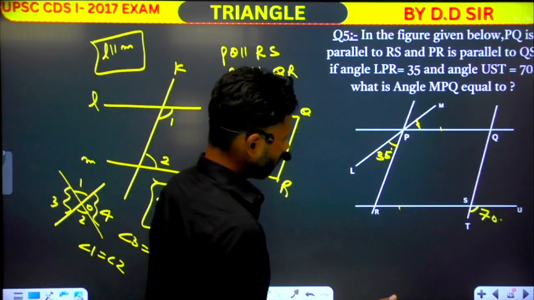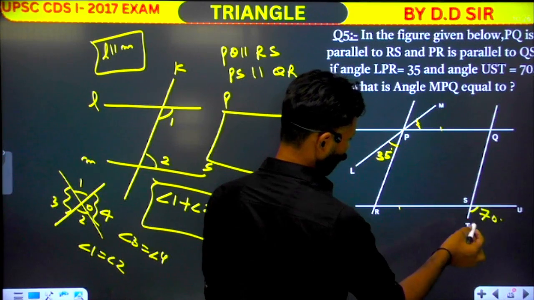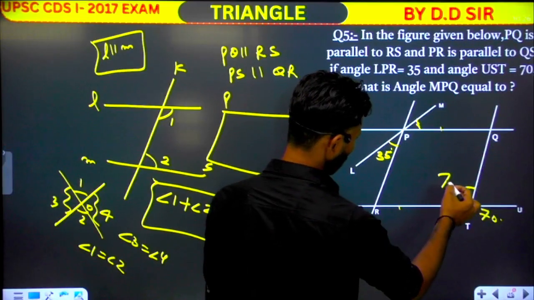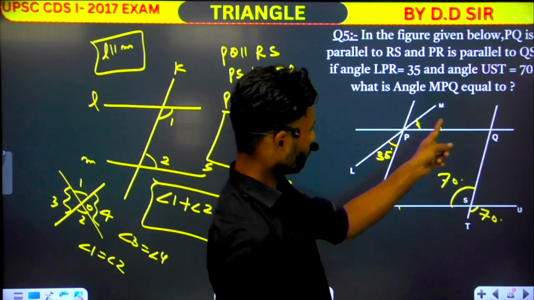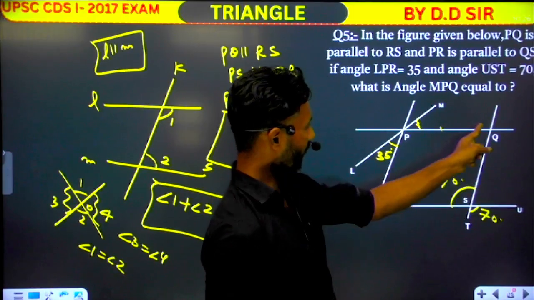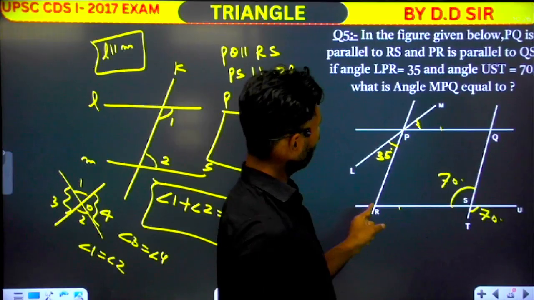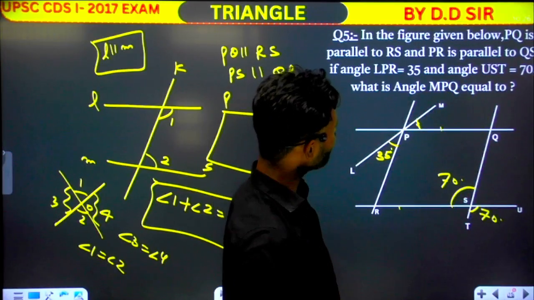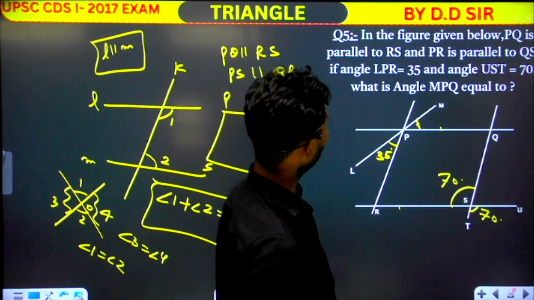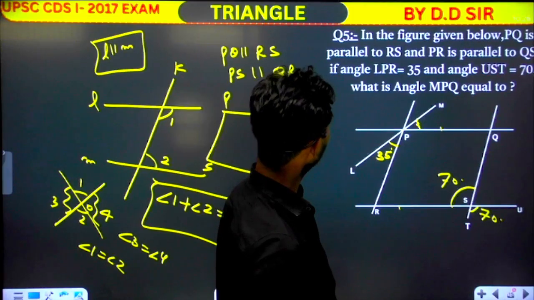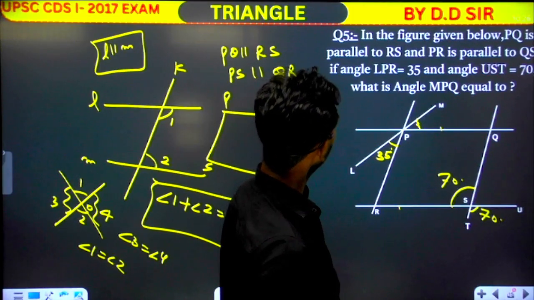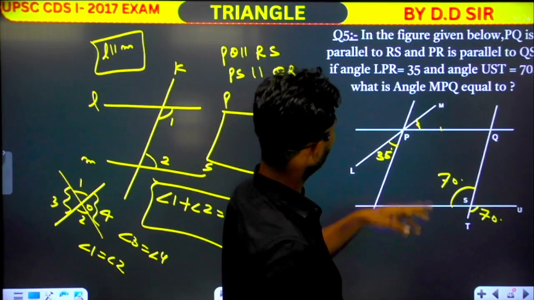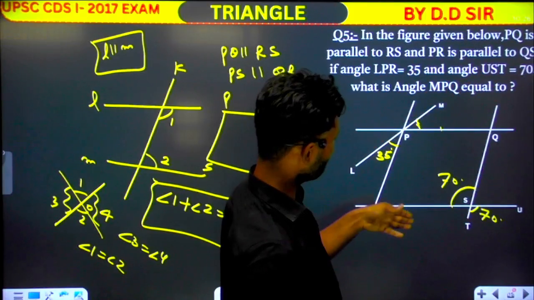Angle USC is provided as 70 degrees. So the angle opposite to this angle will also be equal to 70 degrees. In this particular diagram it is said that line PQ and line RS are parallel, PQ is parallel to RS, and PR is parallel to QS.